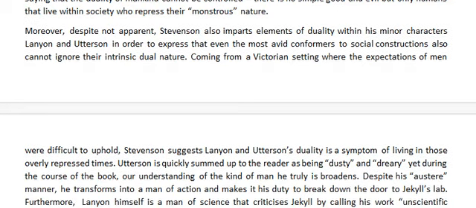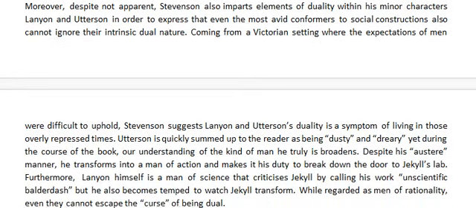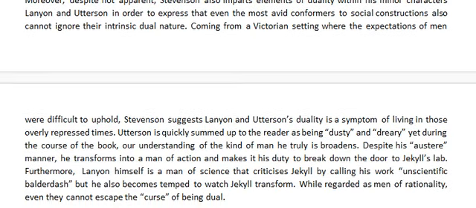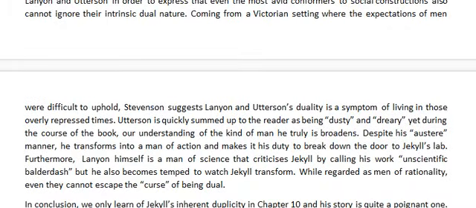Coming from a Victorian setting where the expectations of men were difficult to uphold, Stevenson suggests Lanyon and Utterson's duality is a symptom of living in those overly repressed times. Utterson is quickly summed up to the reader as being dusty and dreary, yet during the course of the book our understanding of the kind of man he truly is broadens. Despite his austere manner, he transforms into a man of action and makes it his duty to break down the door to Jekyll's lab. Furthermore, Lanyon himself is a man of science that criticises Jekyll by calling his work unscientific balderdash, but he also becomes tempted to watch Jekyll transform. While regarded as men of rationality, even they cannot escape the curse of being dual.